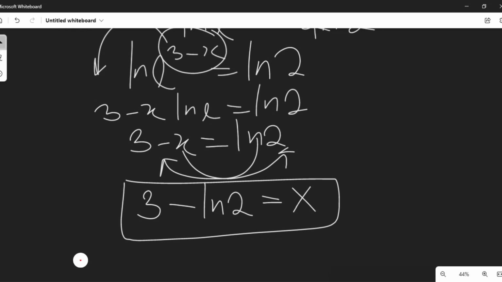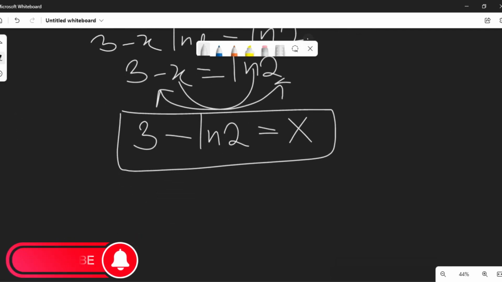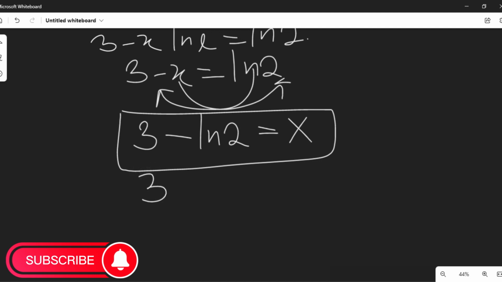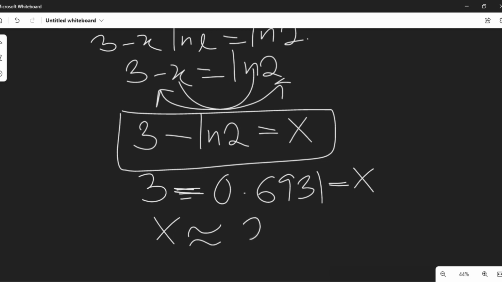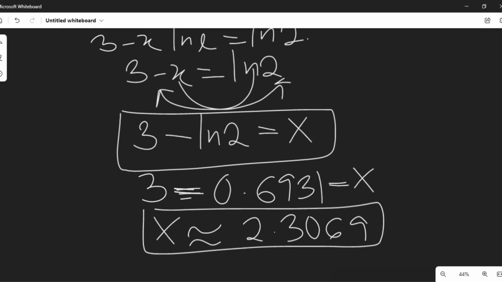And if we want to find the value in decimal places, we're going to look for the value of ln of 2. If you point your calculator, 3 minus ln of 2 will give us 0.6931, and that will be equal to x. So that means x will be approximately 2.3069, and that will be the value of x.